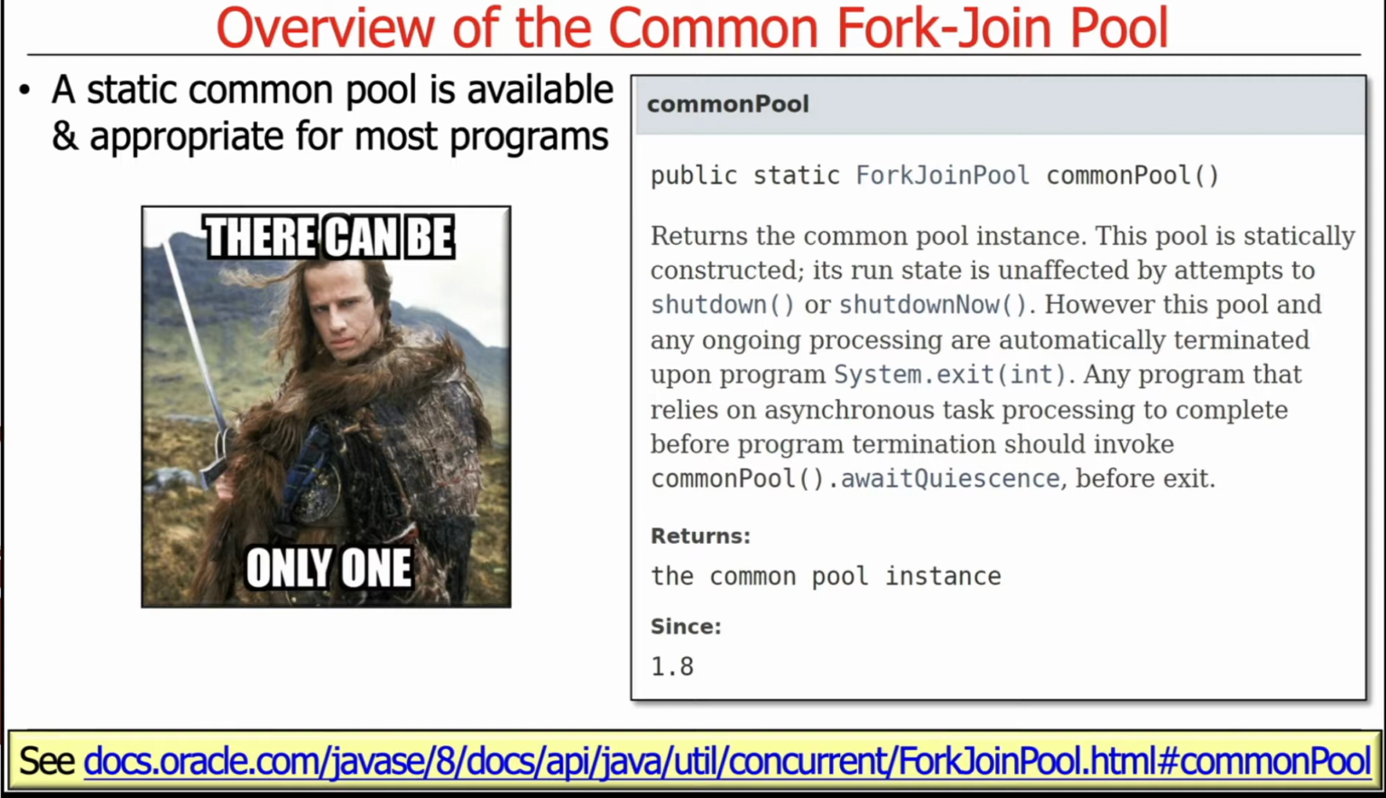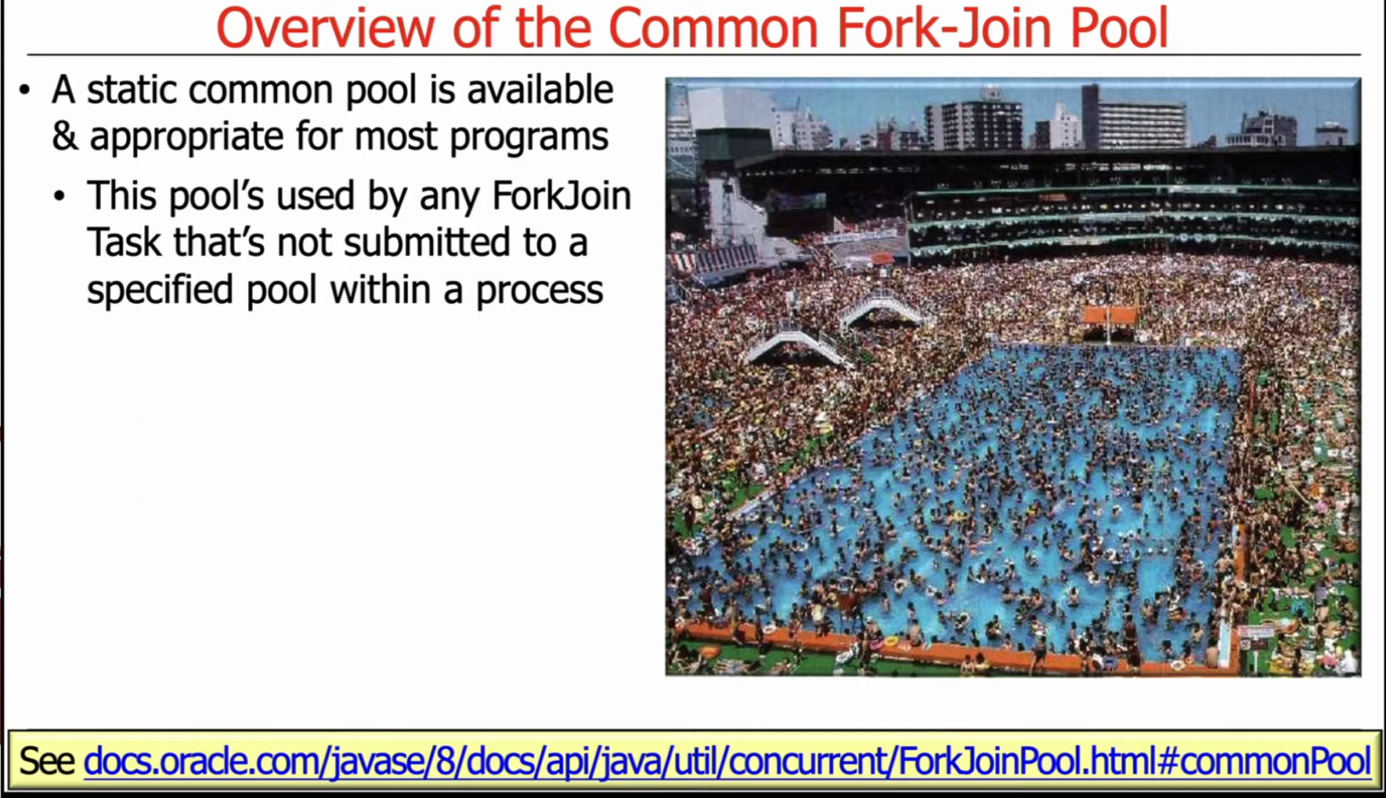That's intentional. There are only so many cores, and the intention of the common fork join pool is to provide a single point of access to all those cores. This pool is used by any fork join task that's not submitted to a specified pool within a process. So by default, you'll use this one unless you go to the trouble of making yourself your own pool.